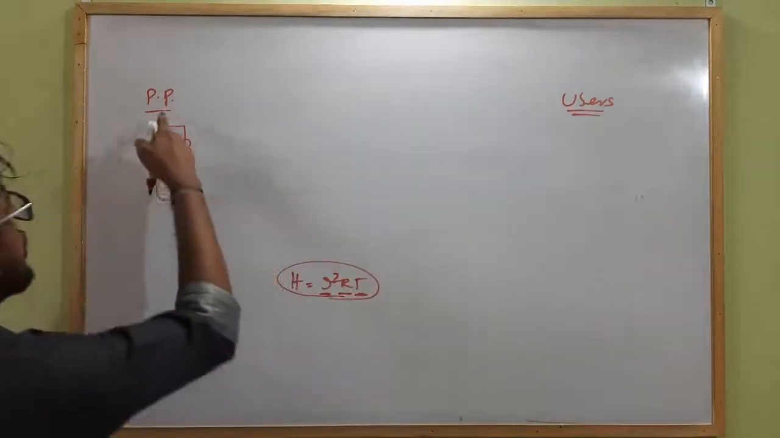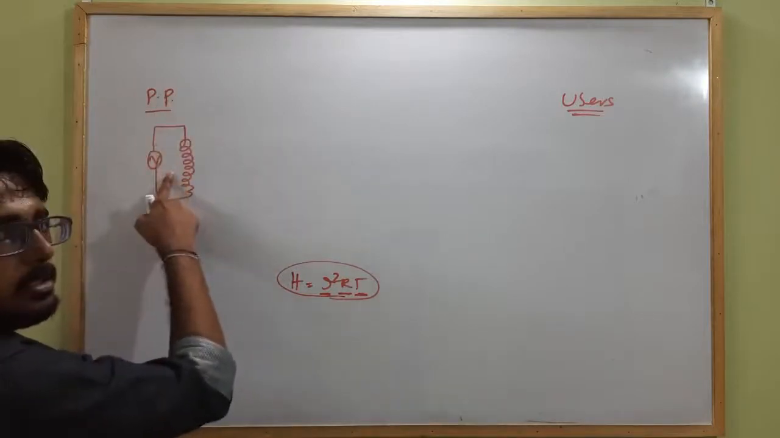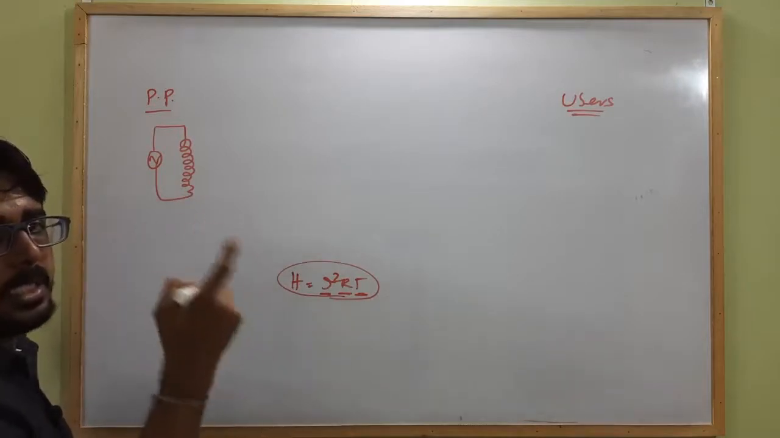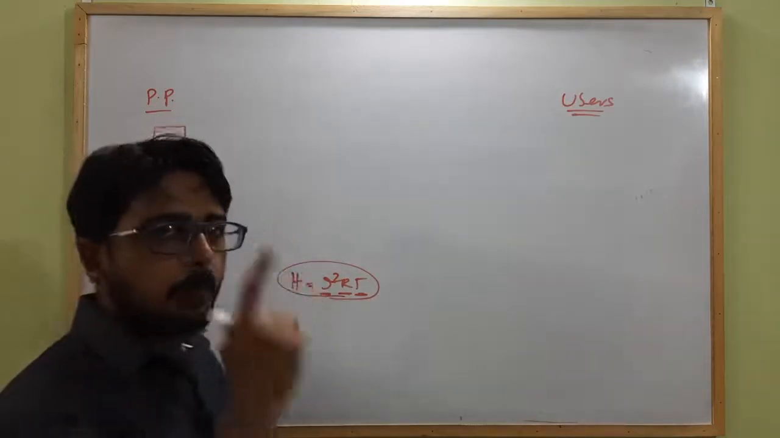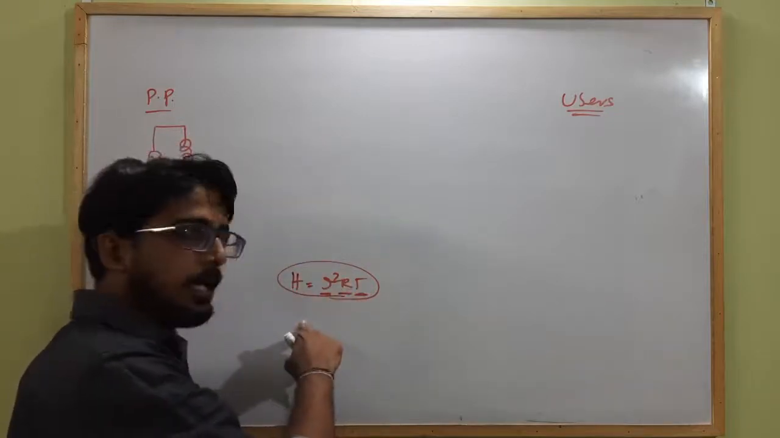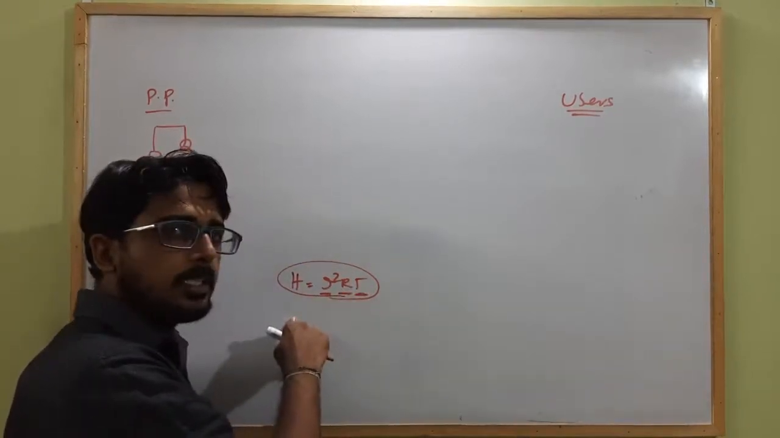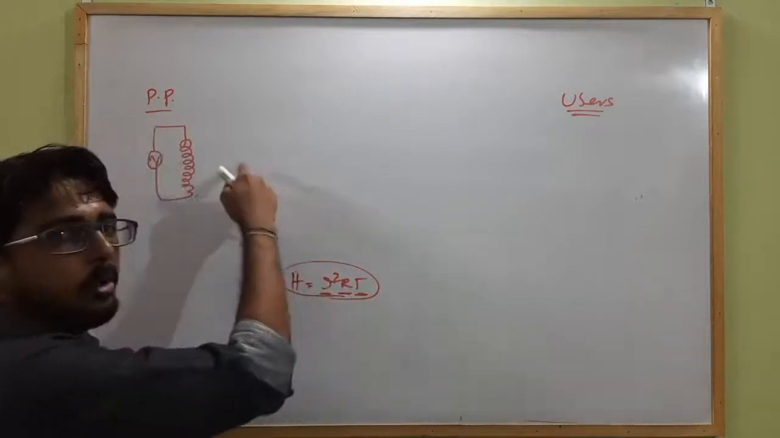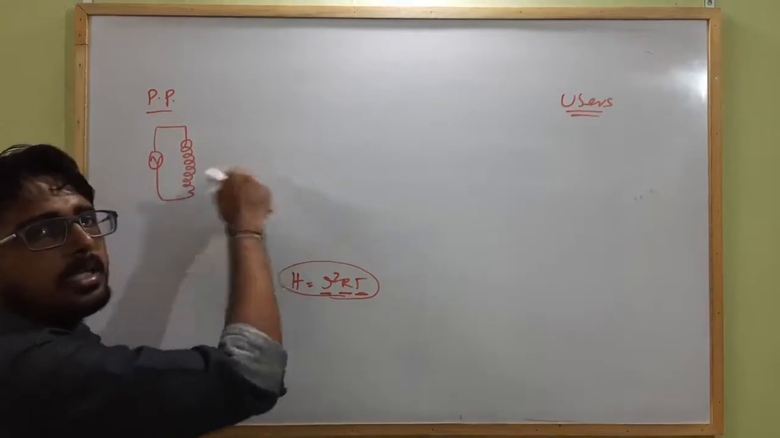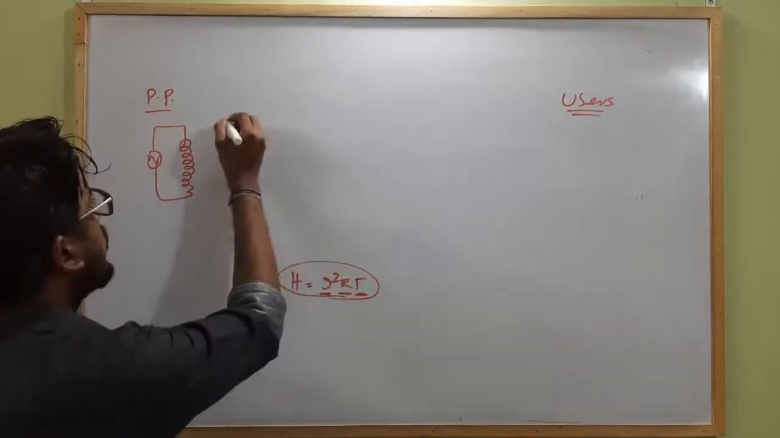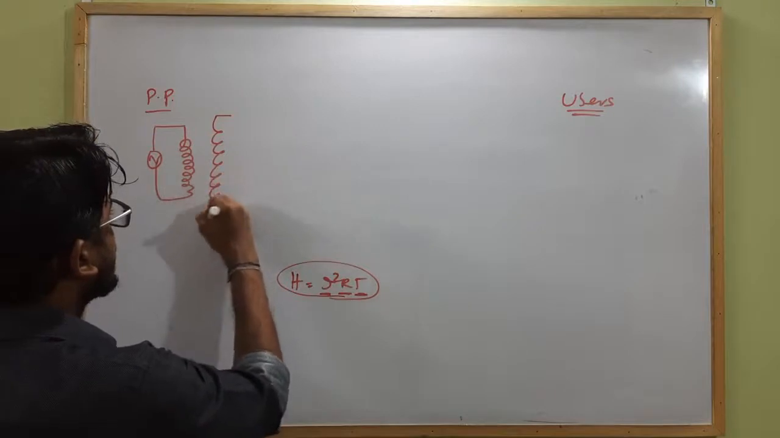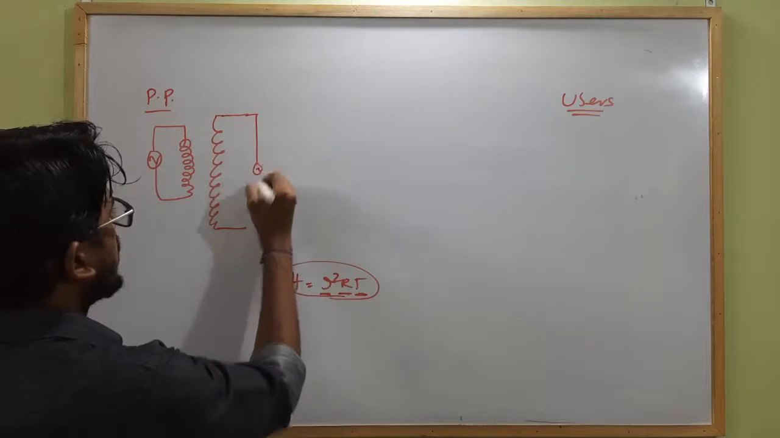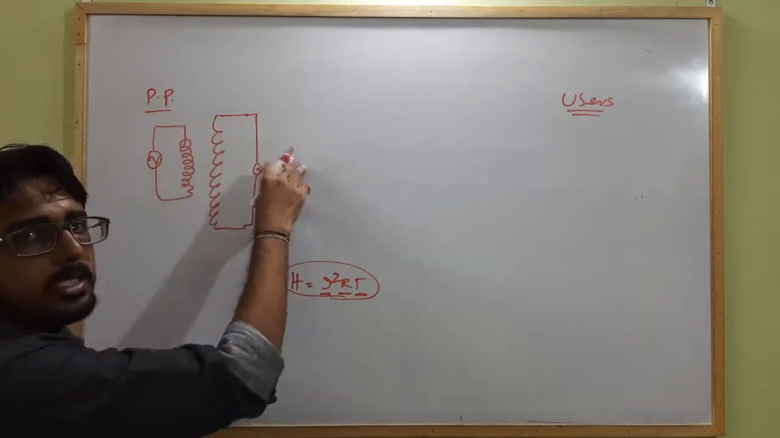So when the alternating EMF is produced at the power plant, it is supplied to a step up transformer. What is a step up transformer? We already know, in a step up transformer, the current is converted from low potential, high current to high potential, low current. That means the step up transformer will convert current from high to low and increase the potential from low to high. So when we use a step up transformer at the power station, it will give an output which has low current, high potential.